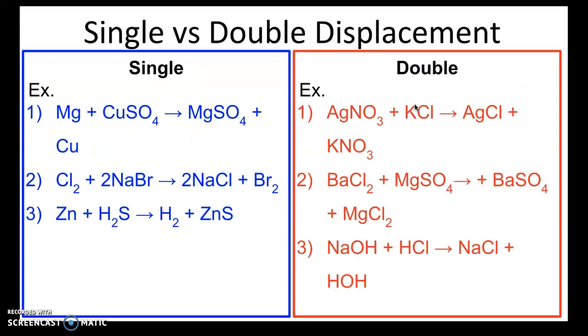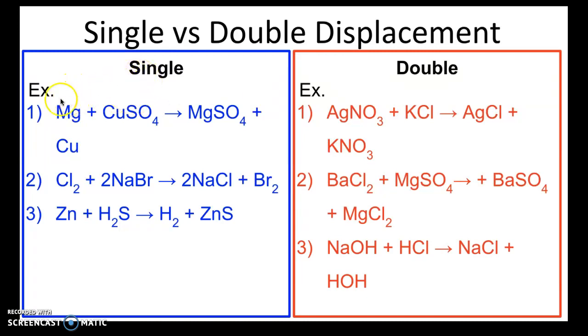The next type of reaction we're going to look at is single versus double displacement. These reactions are also known as exchange reactions or replacement reactions because in both cases, something similar is happening where one or more reactants is exchanging or replacing another. Let's start off with single.